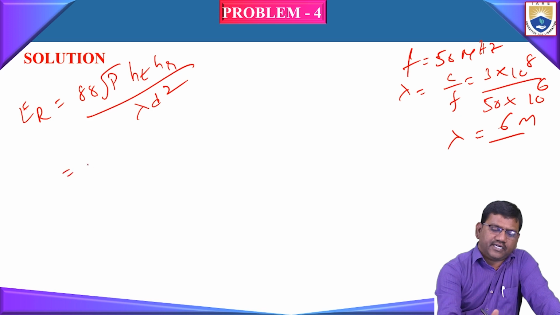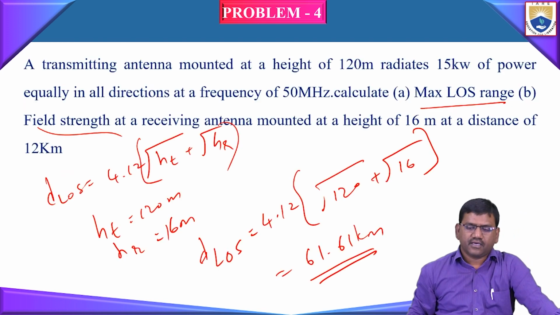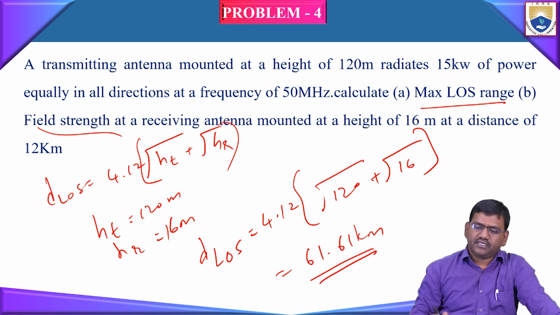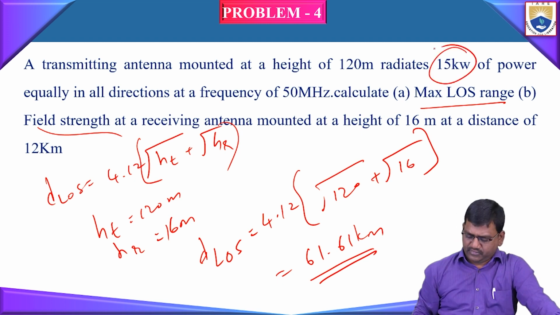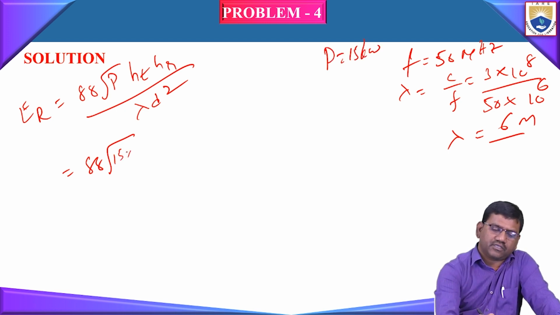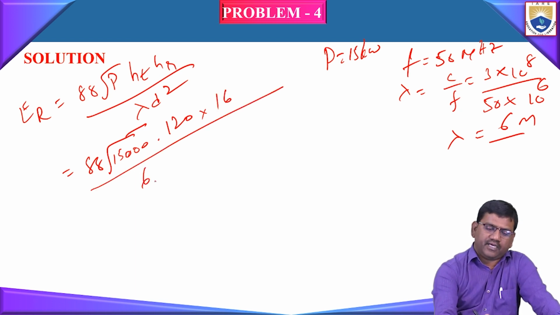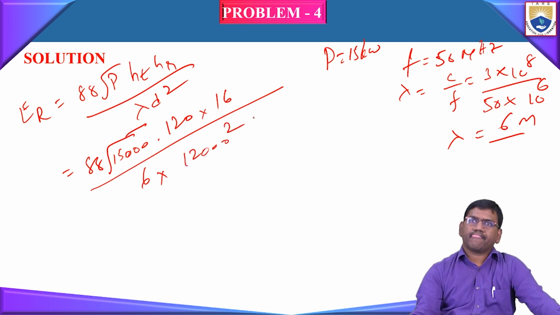Now let us substitute the data. 88 into root P. P is given as 15 kilowatts here. Kilo means 1000, so 15,000, into HT, which is 120, into HR, the height of the receiving antenna, given as 16, whole divided by lambda. The distance of propagation is 12,000 whole square.